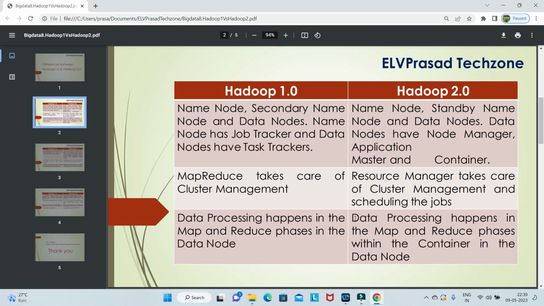We had seen the hierarchy: within the data node we have a node manager, within that the application master, and within that container we have the map and reduce phases. That is the major difference about the data processing.